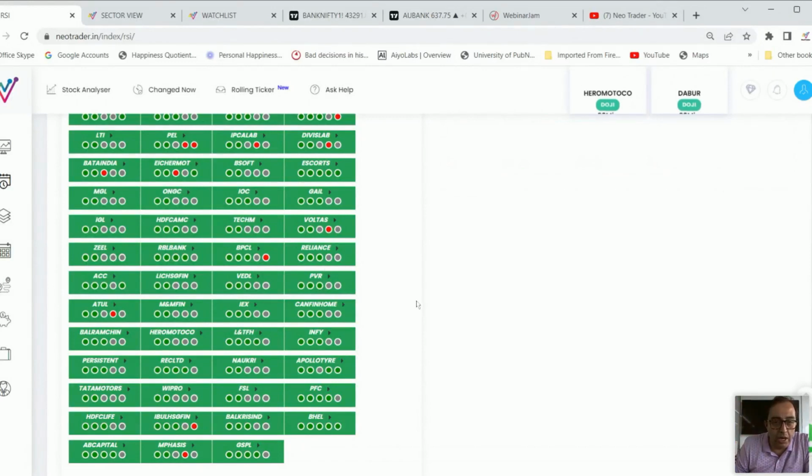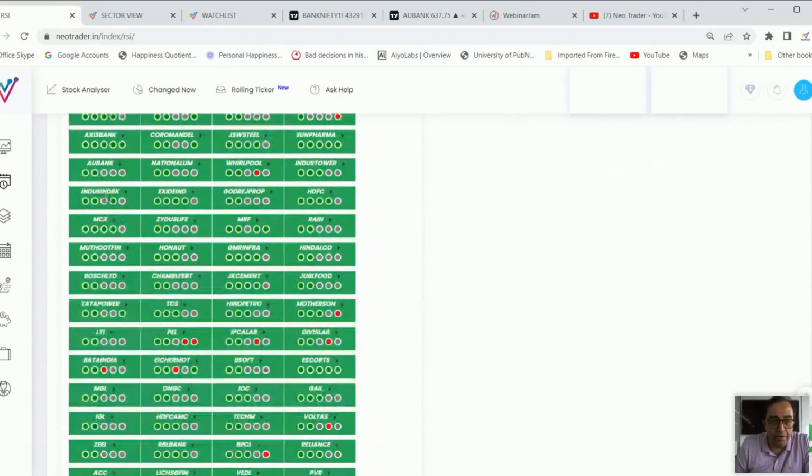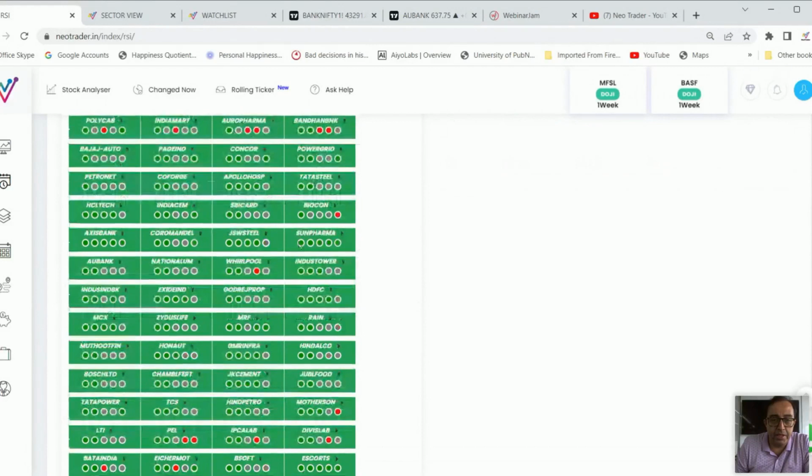So if you see that movement has started from here, for example, you can see here that there is Zydus Life. In Zydus Life 30, 60, there is a trend emerging. So you can take a look at this and find out. See, HDFC, there is some room here. Indus Tower. In Sun Pharma all the circles are green.